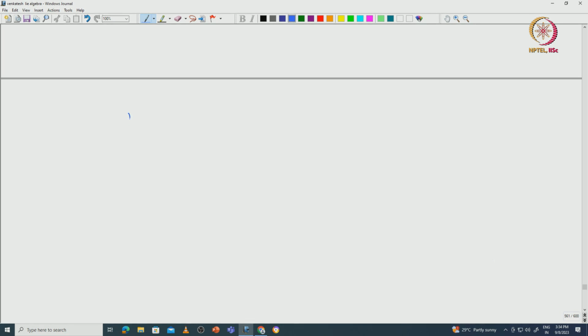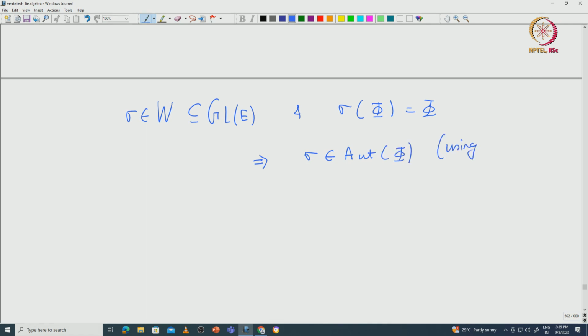Because if we take some σ in W, then naturally W is sitting inside GL(E), and note that this σ also leaves Φ invariant. So that makes σ define an automorphism of Φ using Lemma 2. This way you can identify W inside Aut(Φ). Okay, so this is a very important observation.